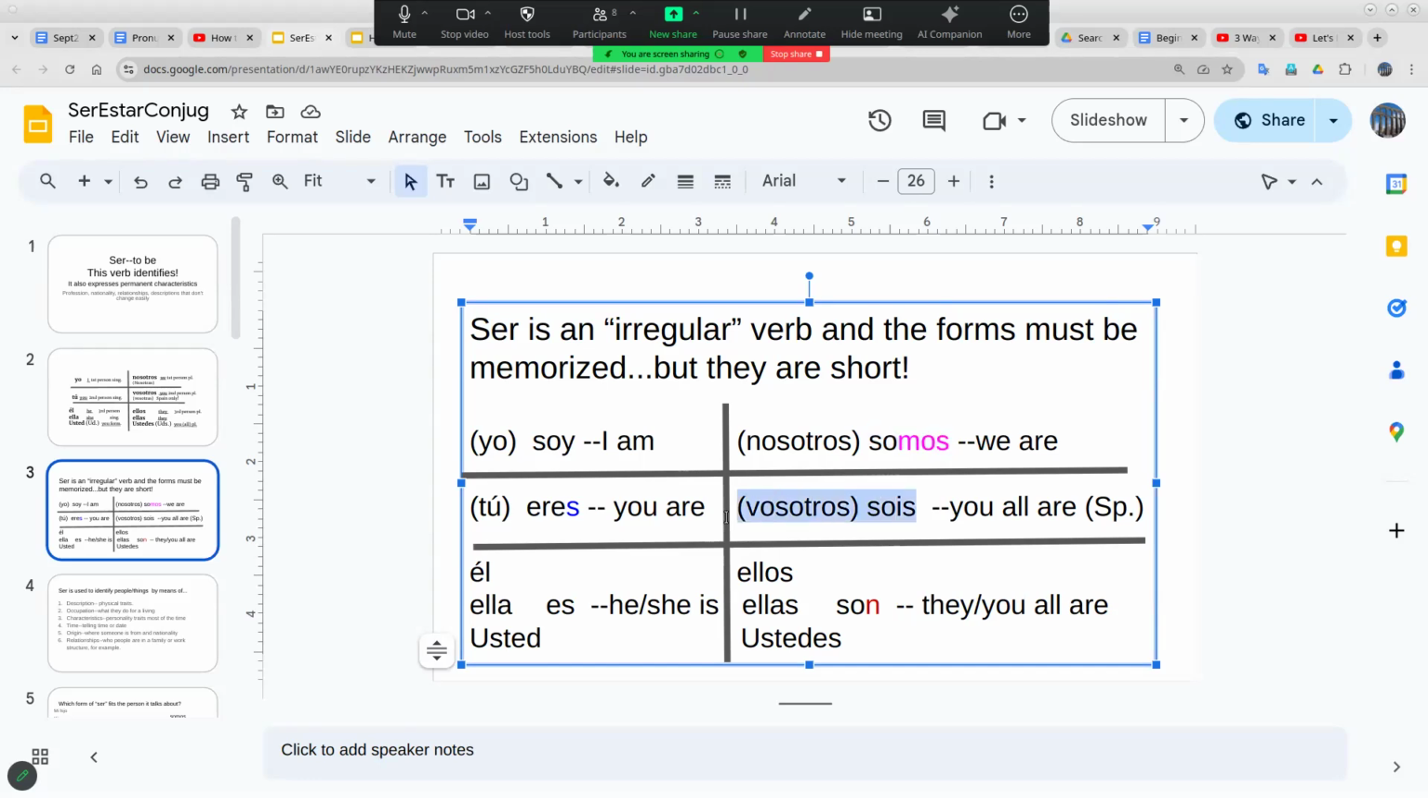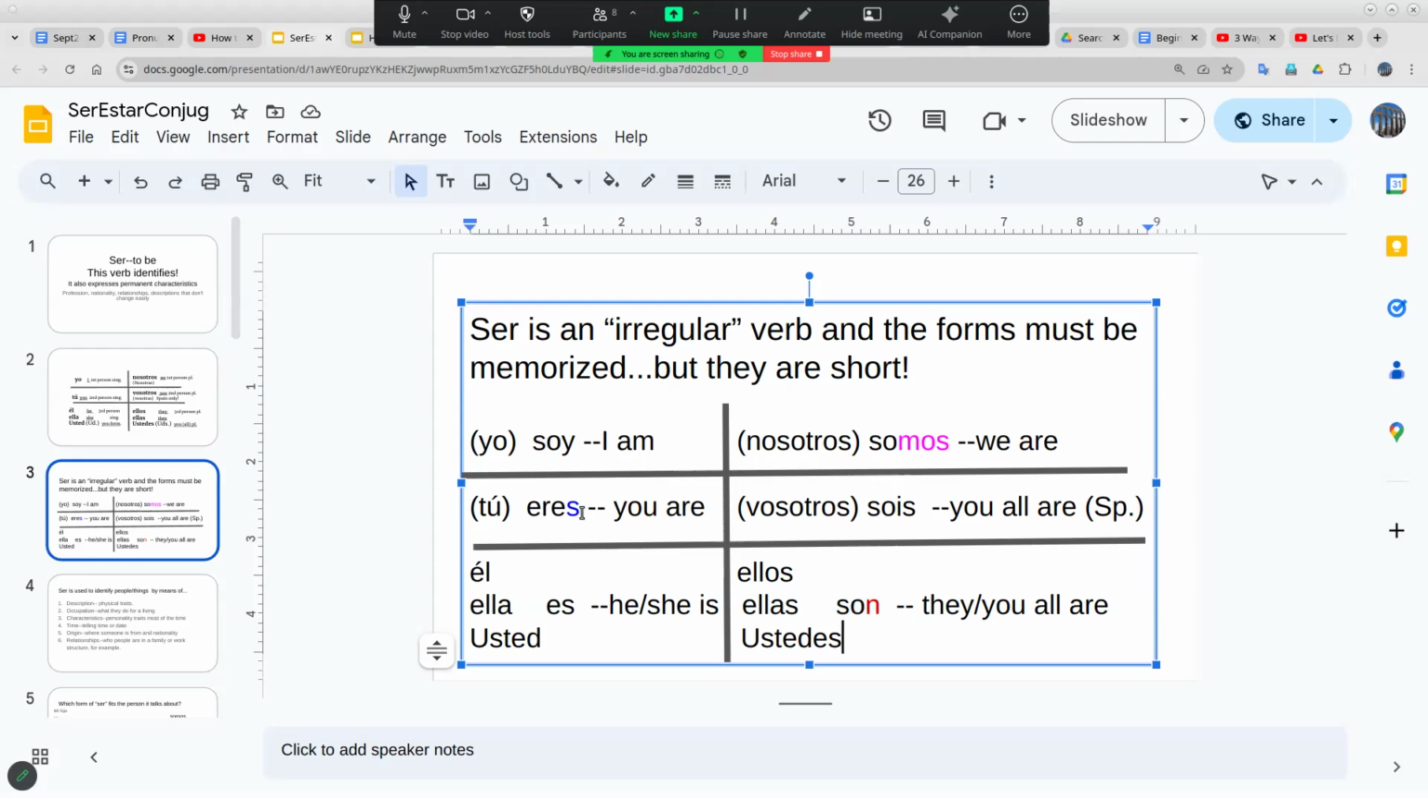Okay, we're going to skip this one. It's the plural of tú because only Spain. But here we go. Here's the one for third person plural, right? The plural of él, ella, usted. Ellos son. They are. Ellas son. They, all gals, are. Ustedes son. You guys are. Son.